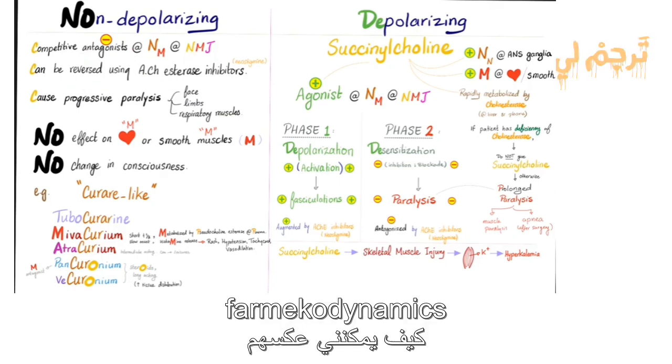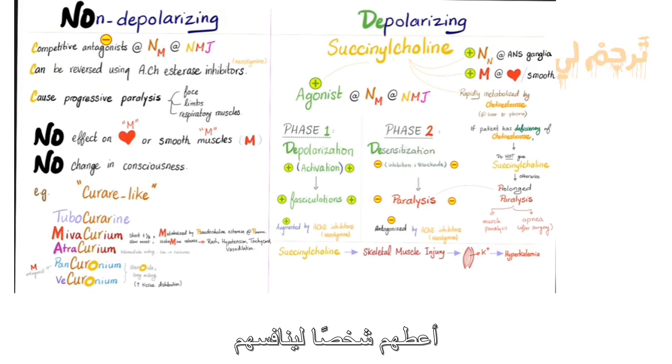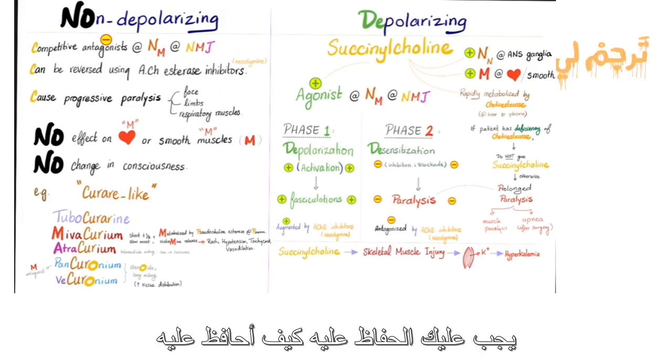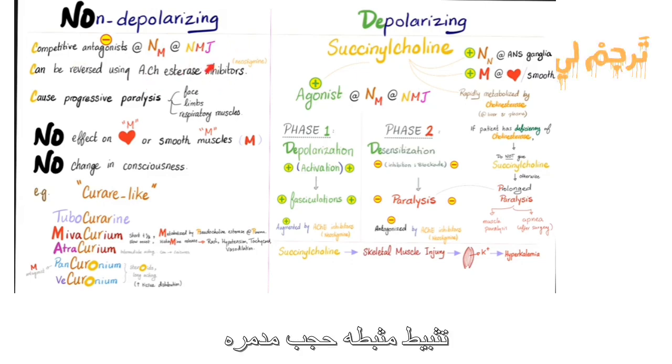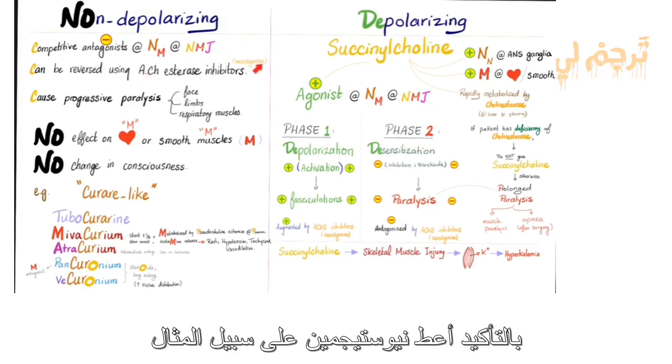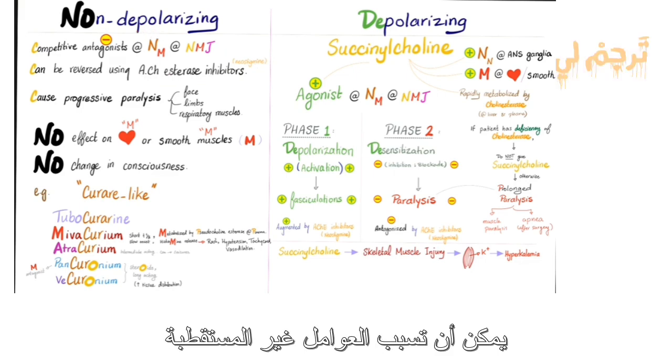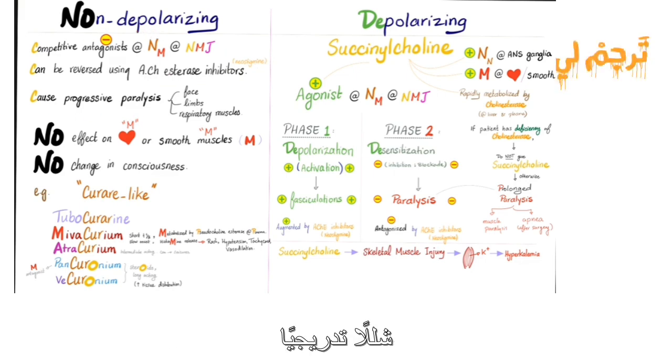How do I reverse them? Give them someone to compete with them. Okay, who can compete with them? Acetylcholine will compete with it. How? You have to preserve it. How do I preserve it? Inhibit its inhibitor. Block its destroyer. Oh, inhibit the acetylcholinesterase? Absolutely. Give neostigmine, for example. Non-depolarizing agents can cause progressive paralysis.